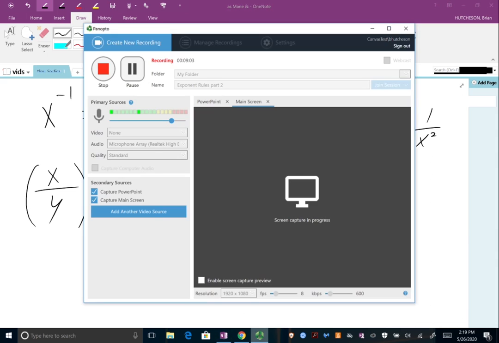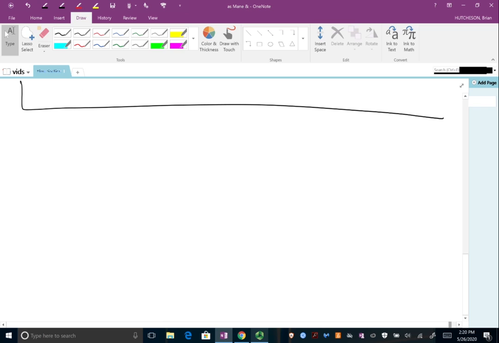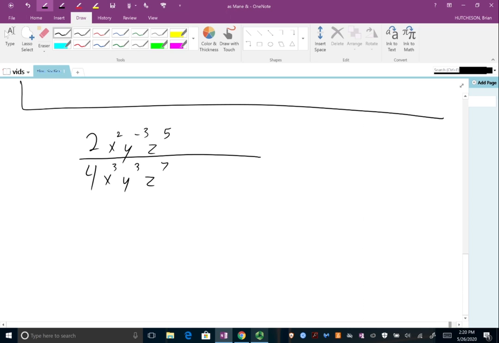So the intimidator. Just checking my time. We're good on time. What if we had 2 x squared y to the negative 3 z to the 5th over 4 x cubed y cubed and z to the 7th. And I'm going to take this whole thing, I didn't need my line to be that long, but I'm going to raise it to the negative 2 power.